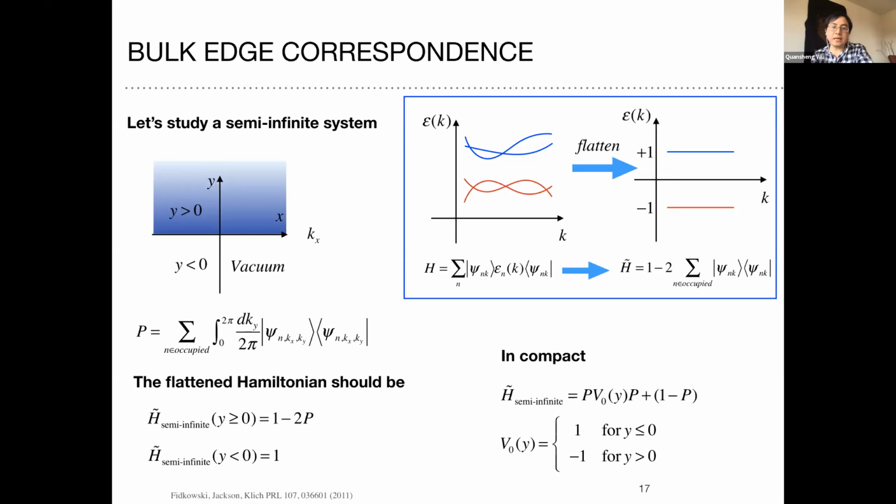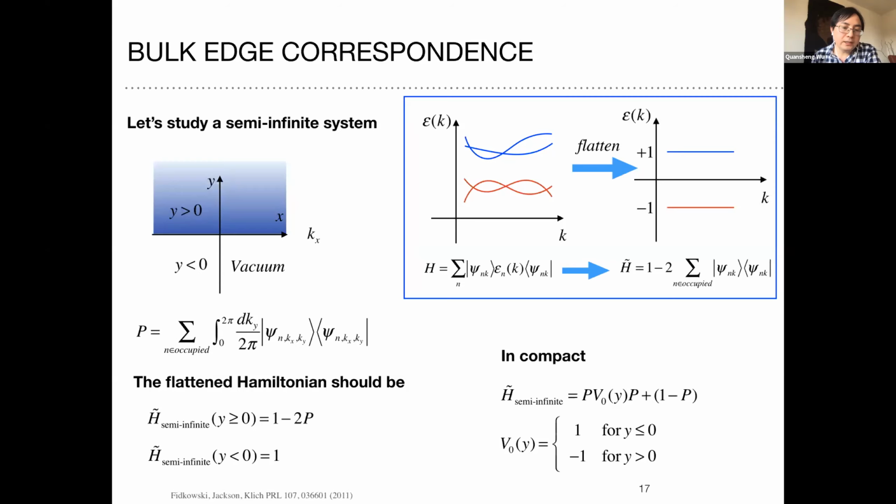So this is the Hamiltonian. The Hamiltonian can be written like this. And the flattened Hamiltonian you can write just like this, 1 - 2 times the projector onto the occupied states. And the topology of these two Hamiltonians is exactly the same, because by the flattening, we don't close the gap. Okay, so let's go back to the semi-infinite system. The flattened Hamiltonian should look like this.